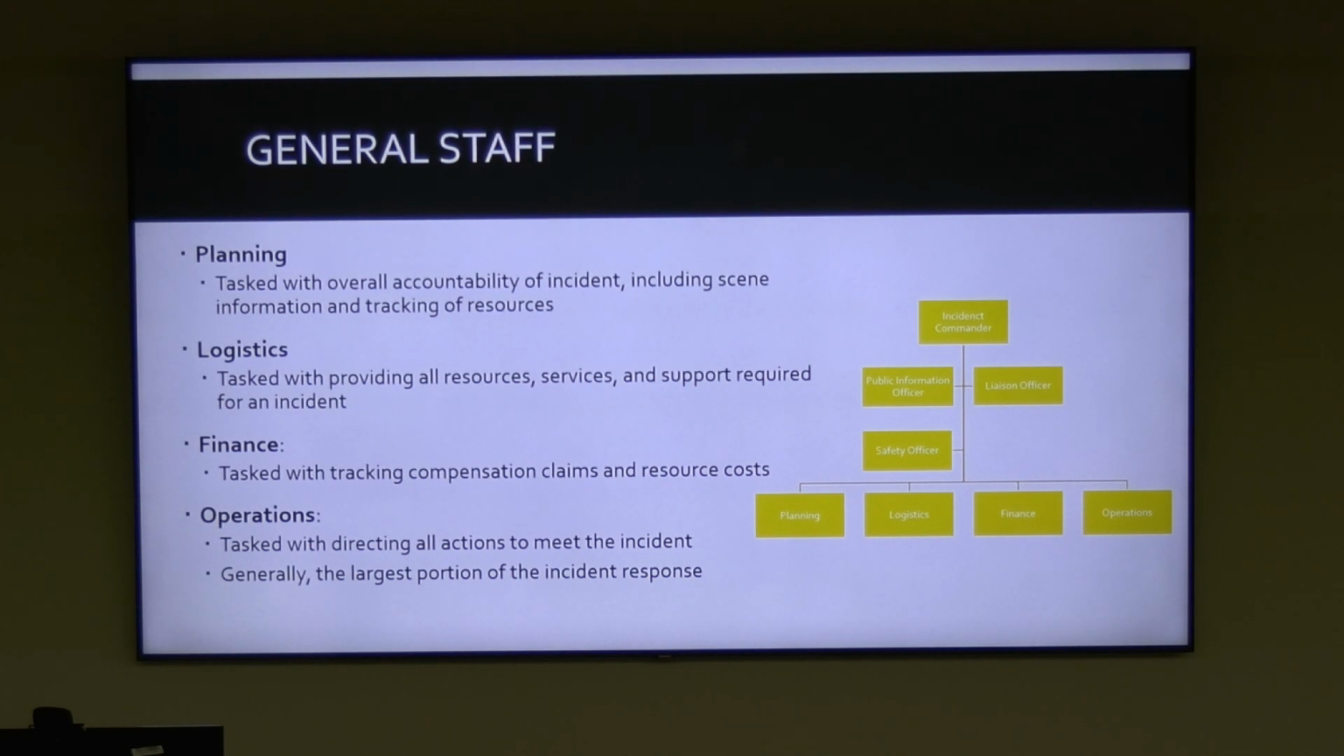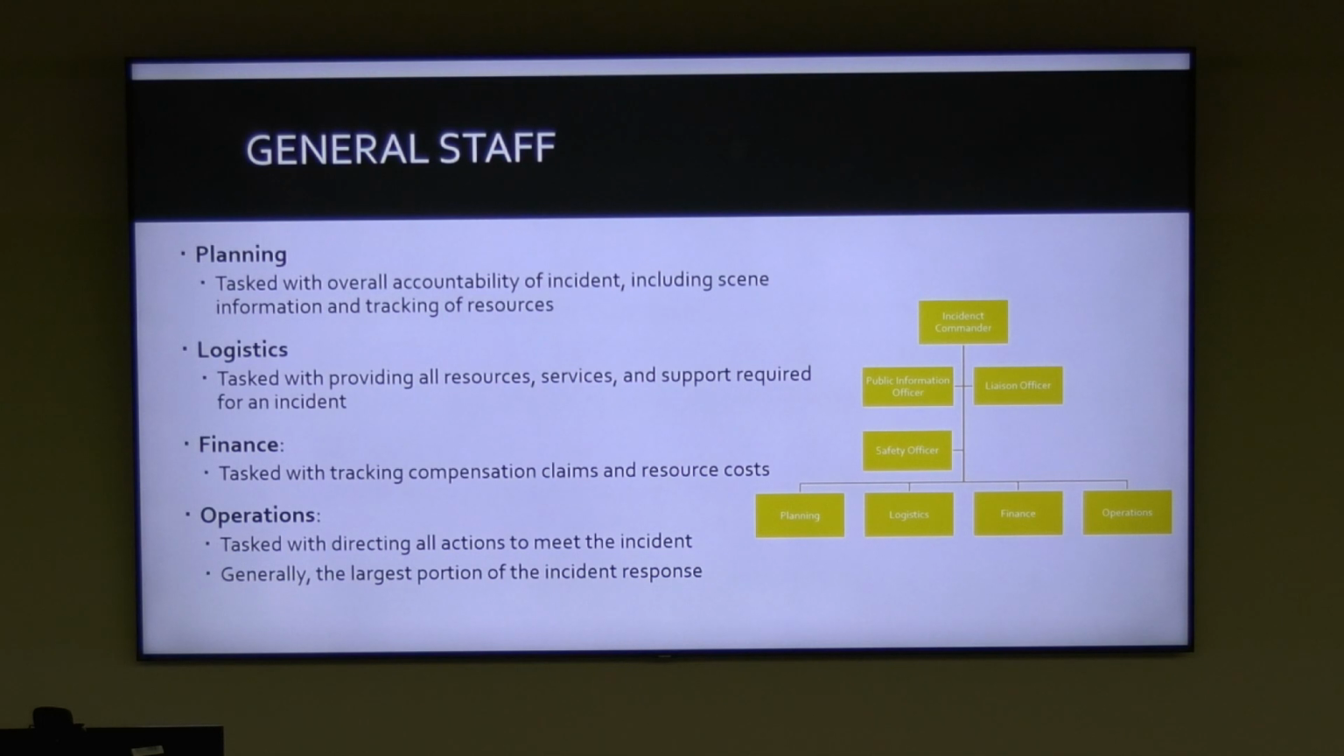In addition to that, there's finance, who are tasked with tracking compensation claims and resource costs. This is sometimes overlooked in disaster situations because cost is not considered important compared to patient care. However, it is very important, because often these disasters can be detrimental to a hospital's overall income, but also a community as well. So recording compensation claims and resource costs can be an important and essential part of the entire planning of an operation.